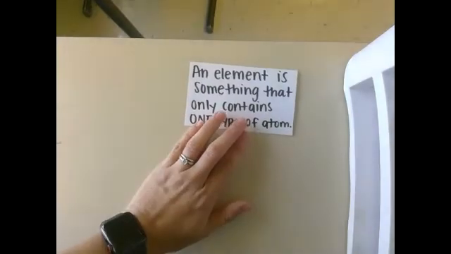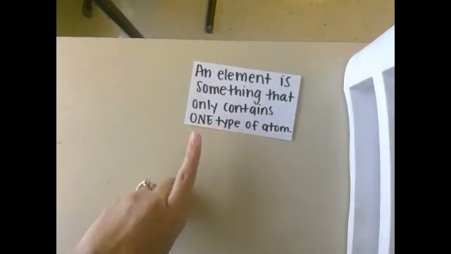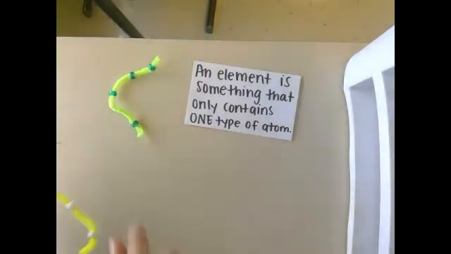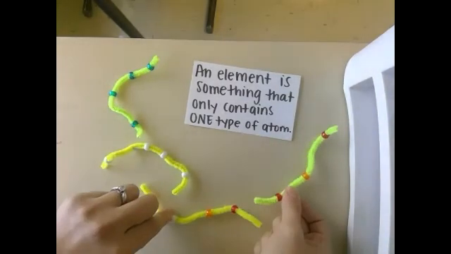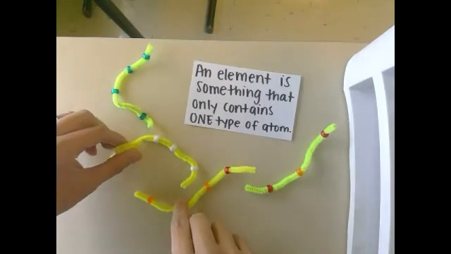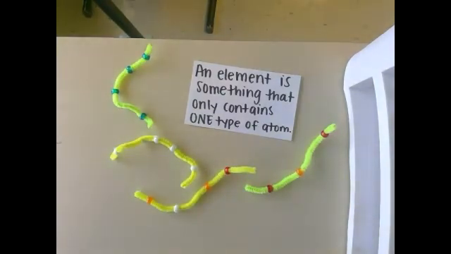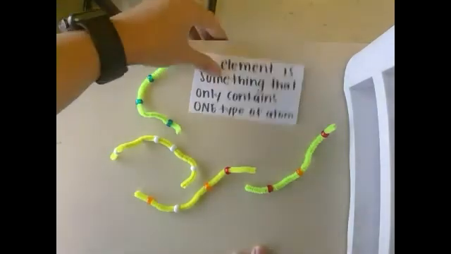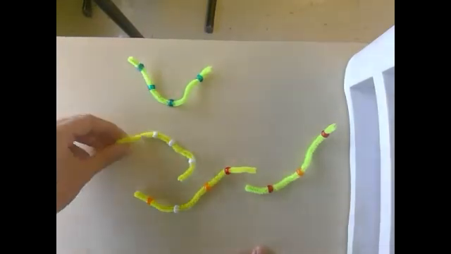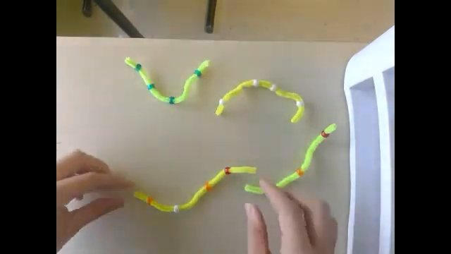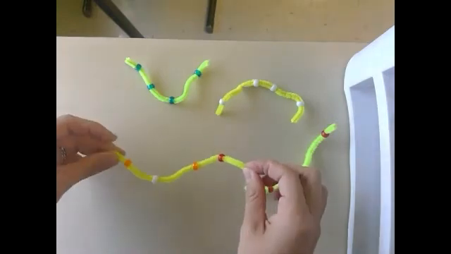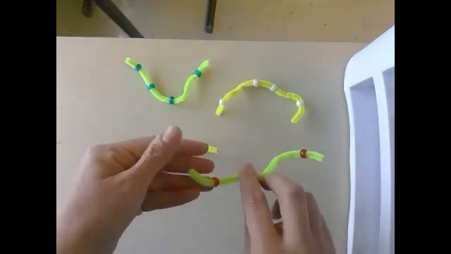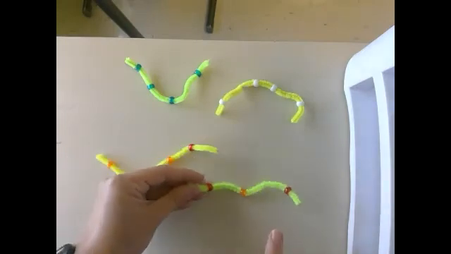So we had said that an element is something that only contains one type of atom. So I would like for you to look at these examples that I have. Which ones do you think are an element, and which one do you think is not an element? While you are looking at these, you will notice that this one has all of the blue color on one. This has all of the white color on one. This one has a mixture of colors, which are different types of atoms. The same with this one. These two are red, where this one is orange.